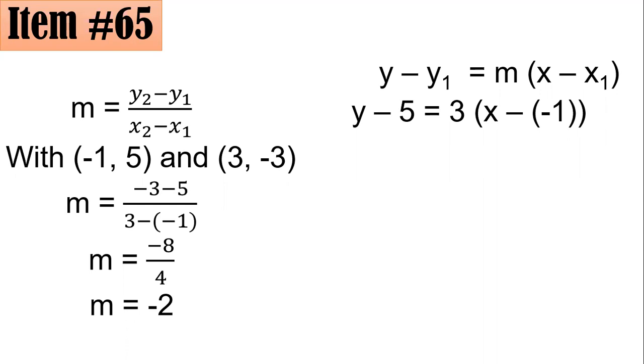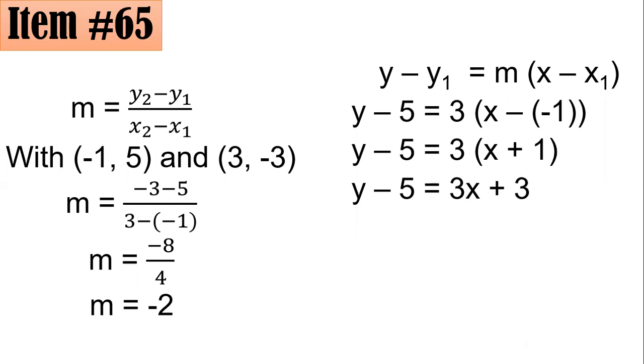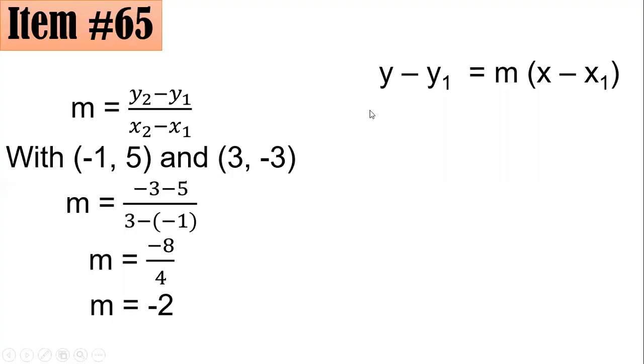So with that, x minus negative 1 here simplifies to plus 1. So y minus 5 equals 3 times the quantity x plus 1. If I distribute this 3 here to the x plus 1, I copy the left-hand side, and the right-hand side becomes 3x plus 3. Okay. Nakita ko po. Thank you for that, no? Saglit lang po.